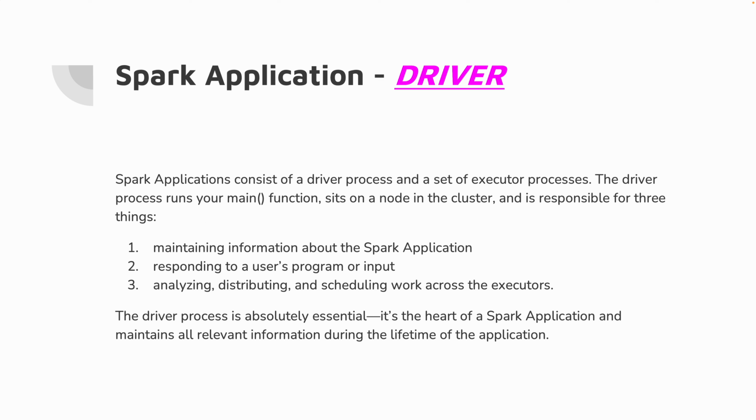And finally, analyzing, distributing, and scheduling work across the executors, which means based on the availability of cluster resources, like the amount of RAM that is available, number of executors available, and number of cores that are available in each and every executor. So based on all this information that the driver gets, the driver is going to allocate our data and code to those particular executor nodes where there are resources that are available. So the Spark driver node does all these three important things.